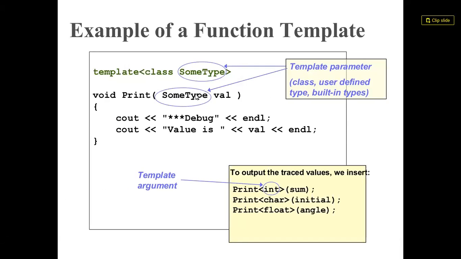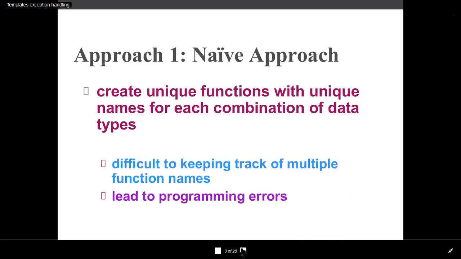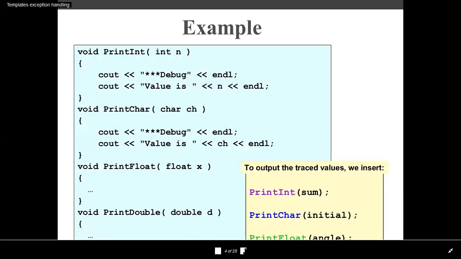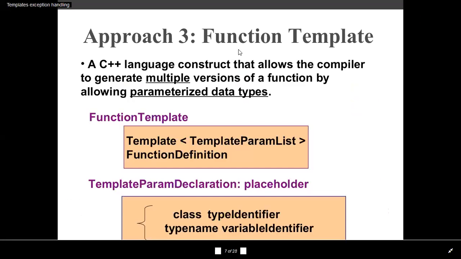Just to summarize, what is a template? A template is a C++ construct or mechanism that helps you write efficient code. In this way, all the data types are parameterized into one single function. It is better than the naive approach, where you write different functions for all the cases. It is better than function overloading. That's it. There are two examples that I have shown. You can go through them, and there are also details in the book.